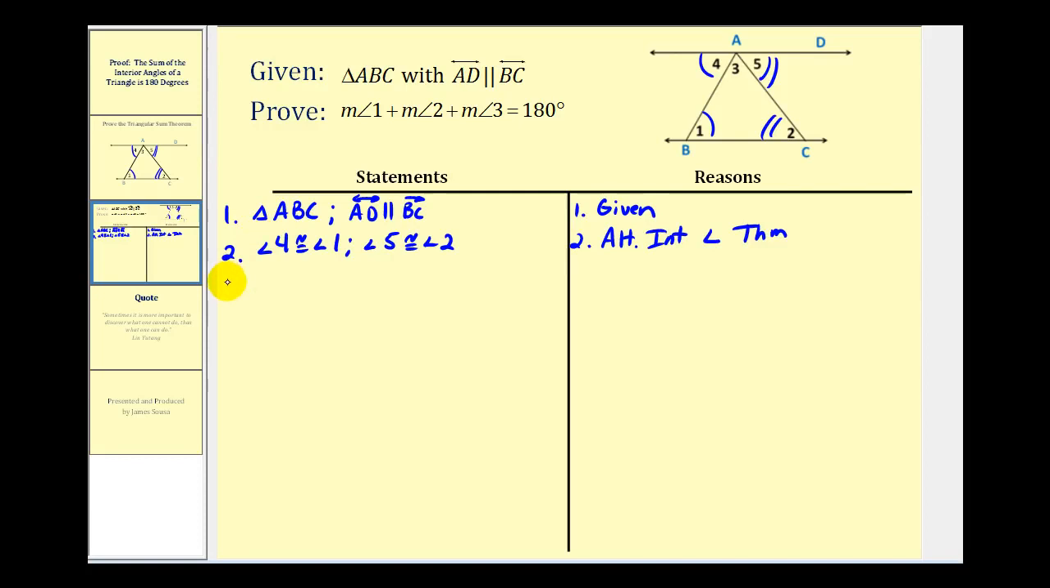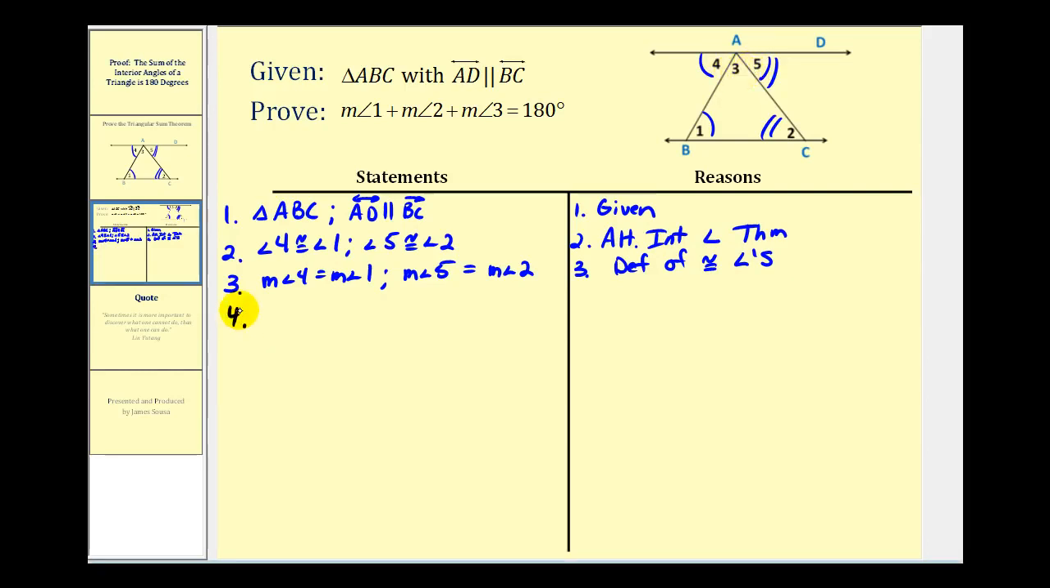And since these angles are congruent, we know their measures would be equal. So the measure of angle 4 is equal to the measure of angle 1, and the measure of angle 5 is equal to the measure of angle 2. This is by definition of congruent angles. Now in order to show that the sum of the measure of angles 4, 3, and 5 is 180 degrees, we're going to have to use the linear pair postulate.